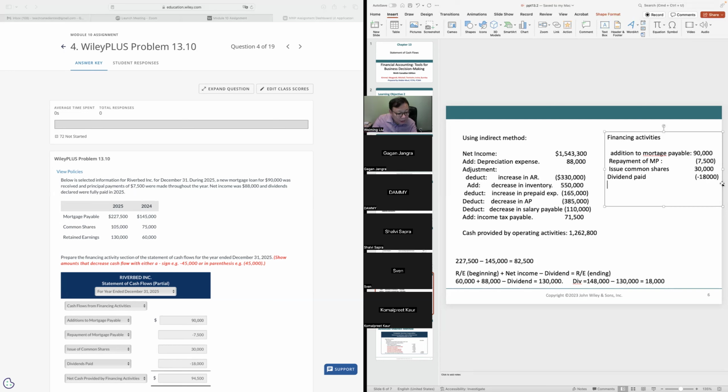And then I would say net cash provided by financing activities. This one gives me 82,500, and 82 plus 12 is 94,500. So the net cash provided by the financing activity is 94,500. Does this make sense?